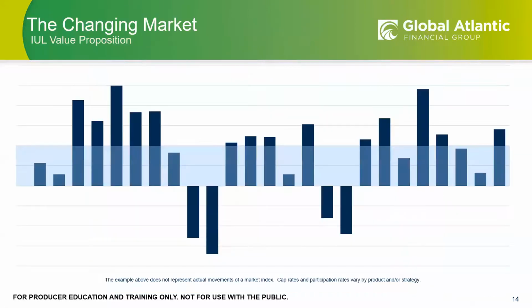So if we think about the IUL value proposition as it exists today, the traditional IUL value proposition was what you see on the screen. You have the market up and down, but you have a cap rate. So you have a cap and you have a floor. You're giving up some of the upside potential here, but you're protecting yourself from the downside.